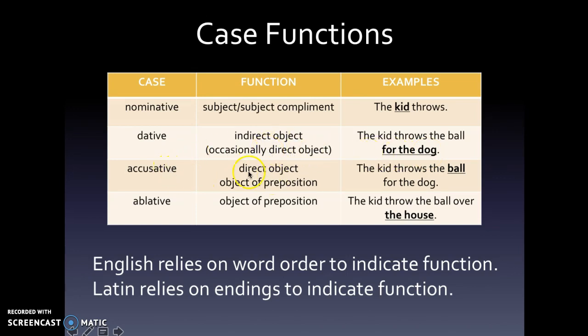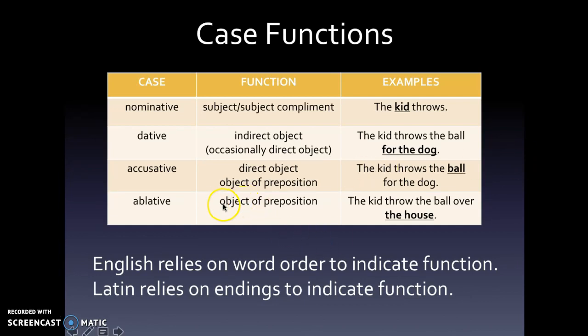The accusative is always the direct object or the object of a preposition. This example shows it as the direct object, as in it is directly receiving the action of the verb. The kid throws the ball for the dog. What did the kid throw? He threw the ball. That's how we know that it is the direct object in English. In Latin, it will be in the accusative case.